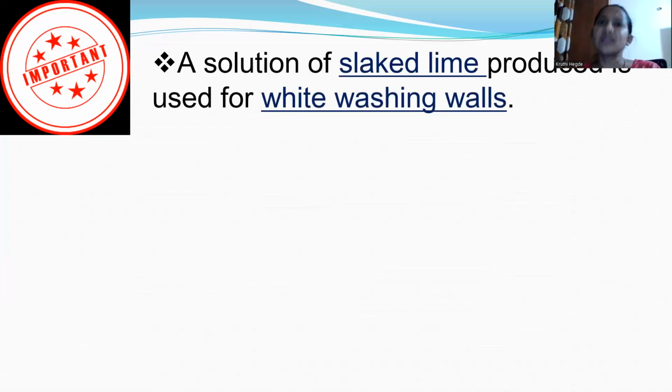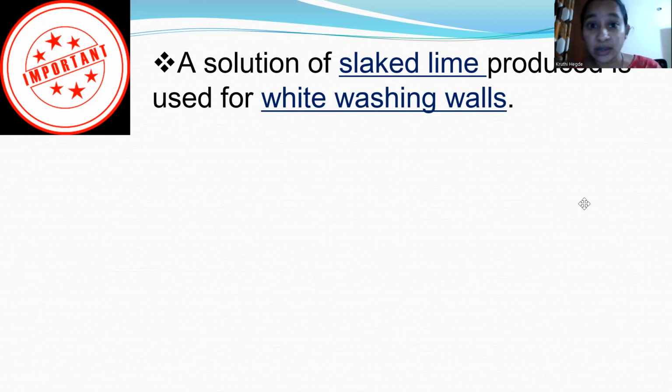There's one important thing that you need to note. A solution of slaked lime, that is calcium hydroxide, produced during the combination reaction of quicklime and water, is used for whitewashing the walls. Dear children, you might have observed whenever a new building or new house is constructed, before painting, it is always whitewashed, right? During whitewashing, have you observed one thing?